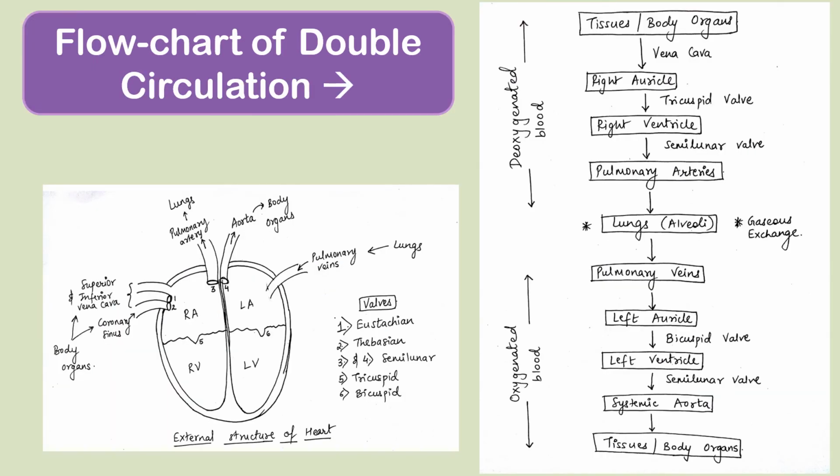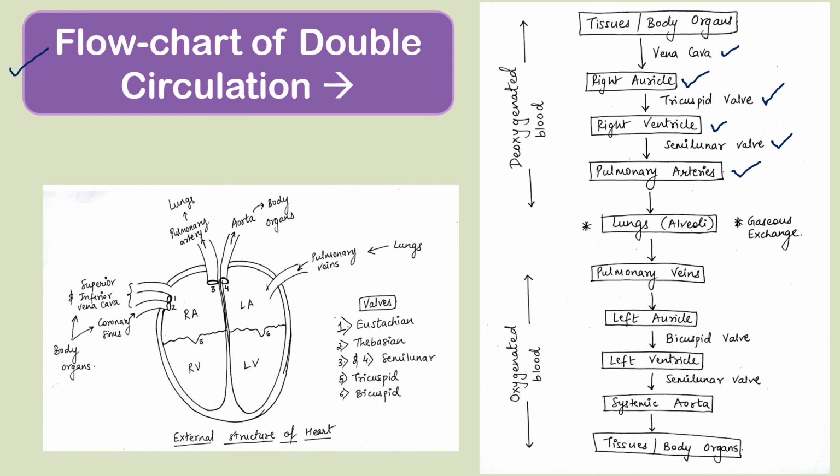Now let us understand the flow chart of double circulation. First, the tissues or the body organs are going to transport all the deoxygenated blood through the vena cavas into the right auricle of the heart. From the right auricle, this blood enters into the right ventricle, passing through the tricuspid valve. From the right ventricle, it is then pumped into the pulmonary arteries, passing through the semilunar valve.